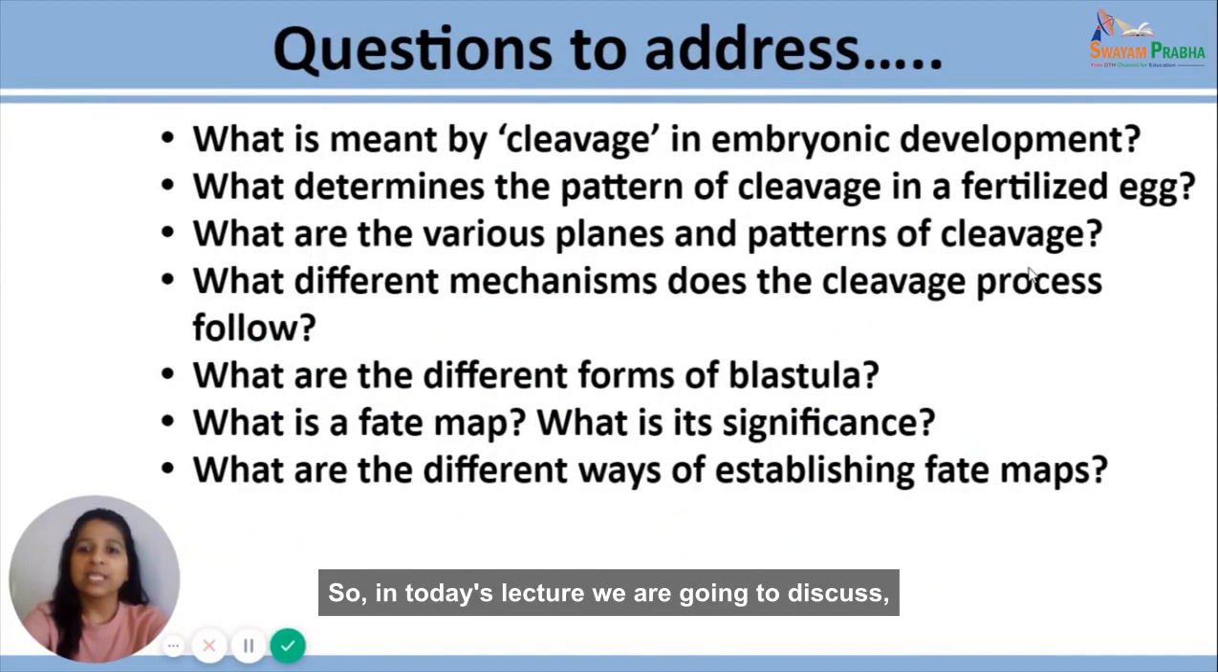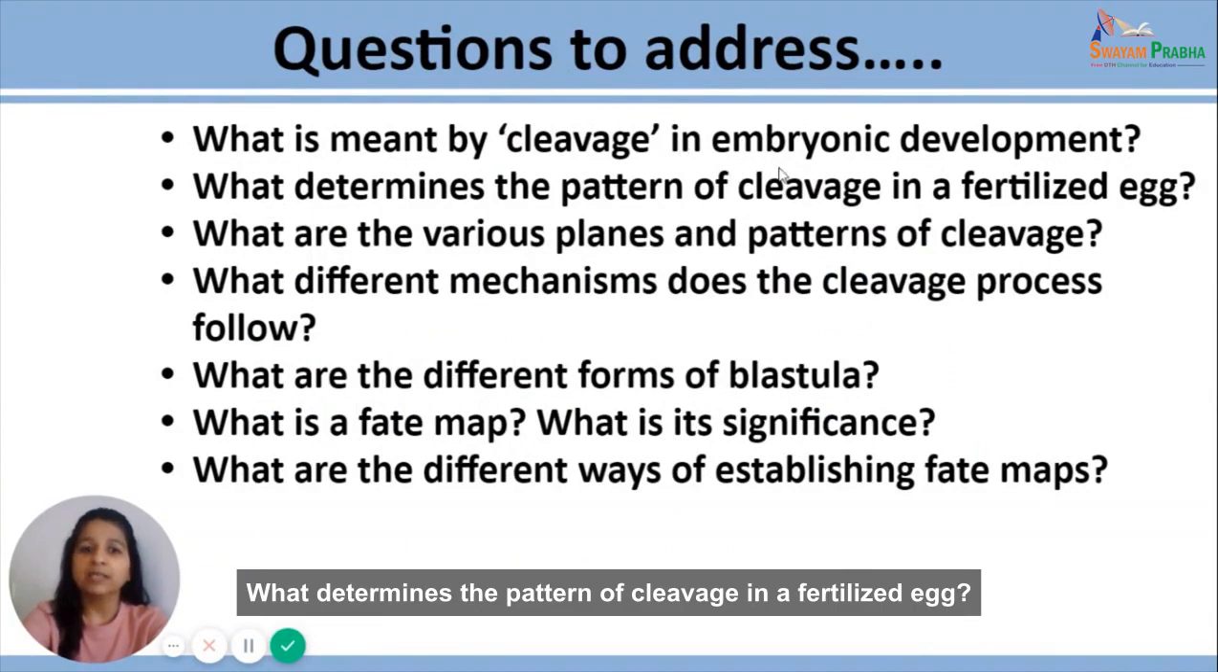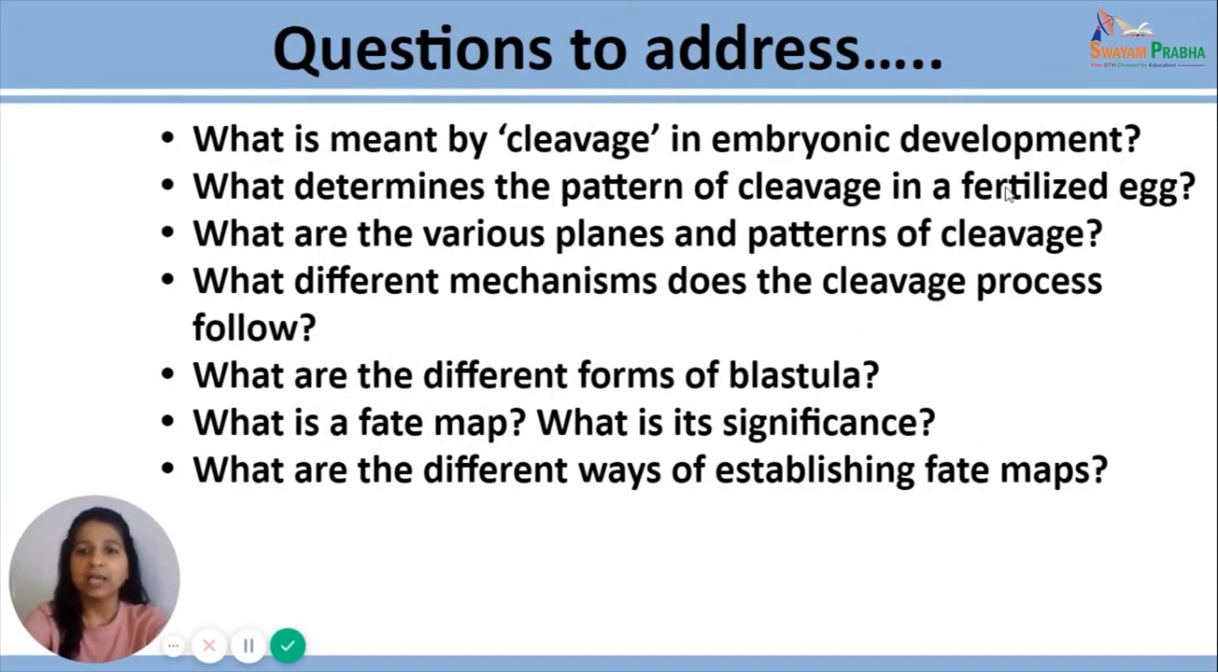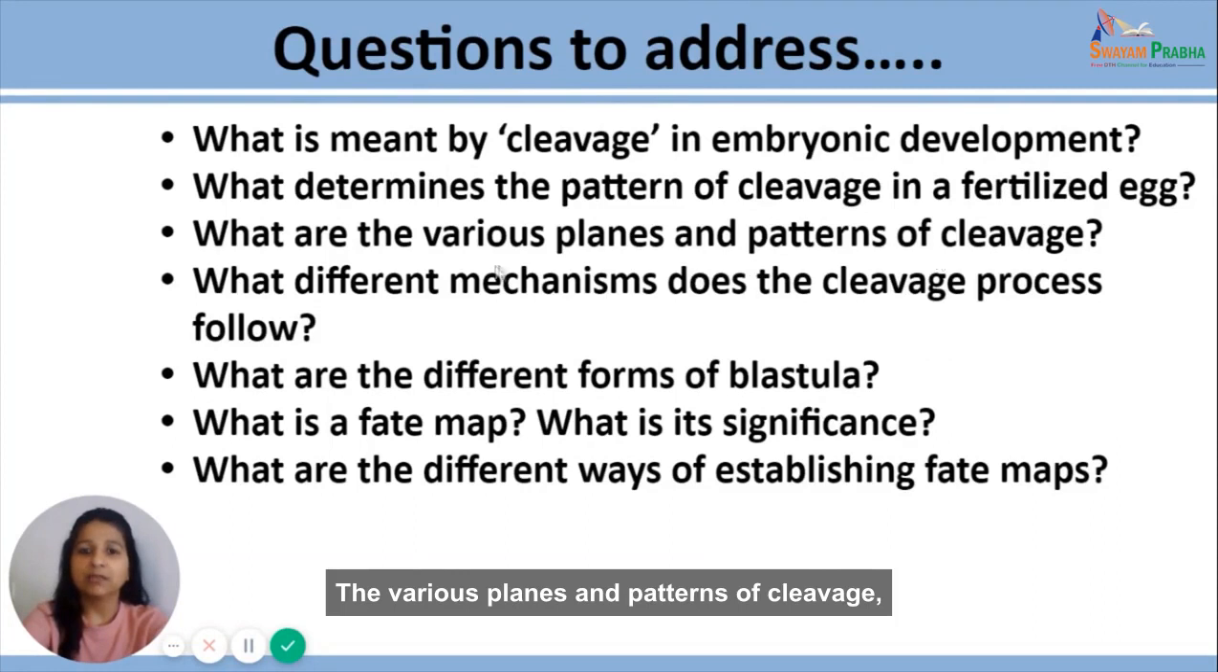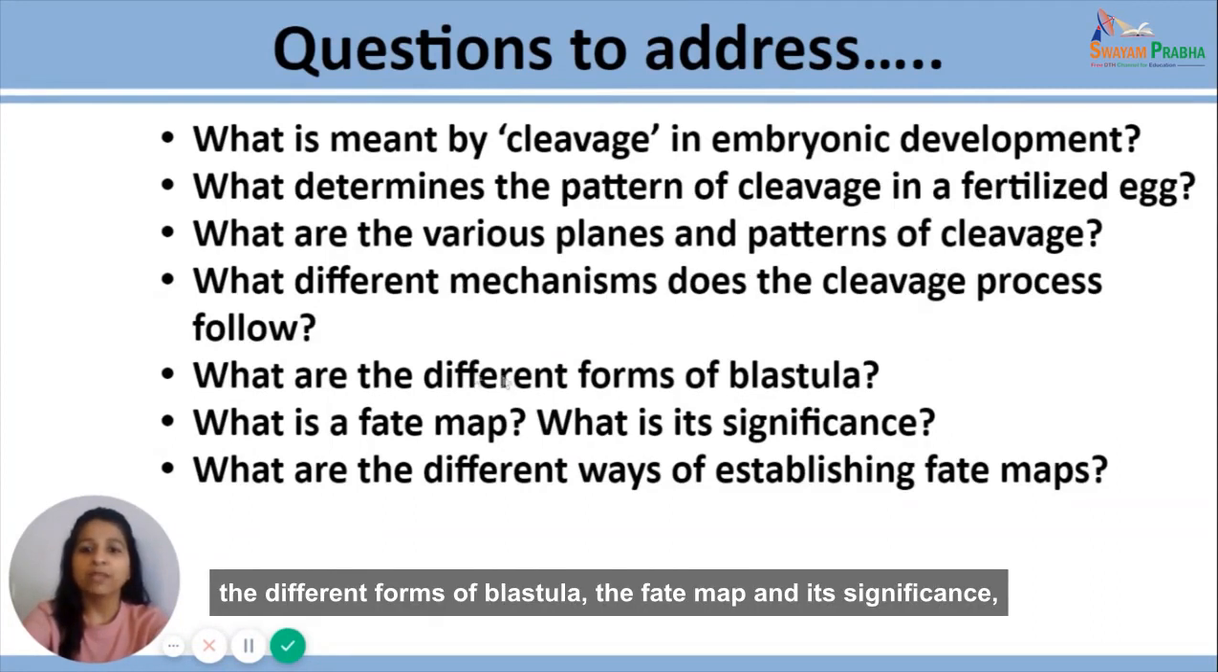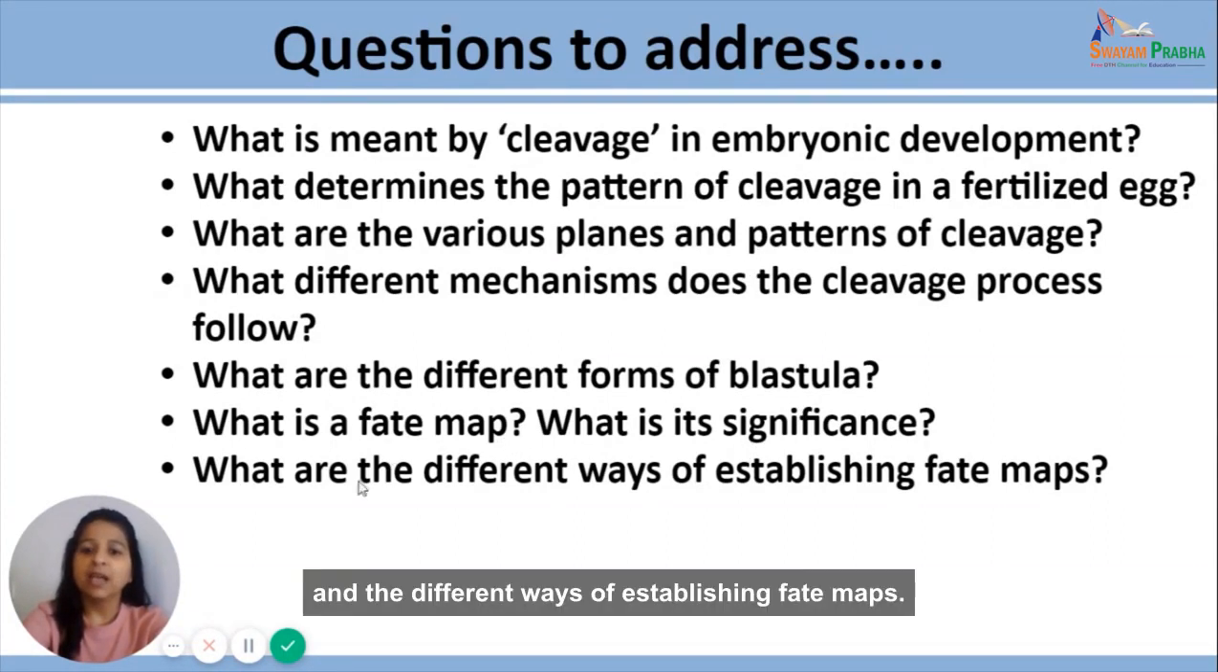So in today's lecture, we are going to discuss what is meant by cleavage in embryonic development, what determines the pattern of cleavage in a fertilized egg, the various planes and patterns of cleavage, the different mechanisms the cleavage processes follow, the different forms of blastula, the fate map and its significance, and the different ways of establishing fate maps.